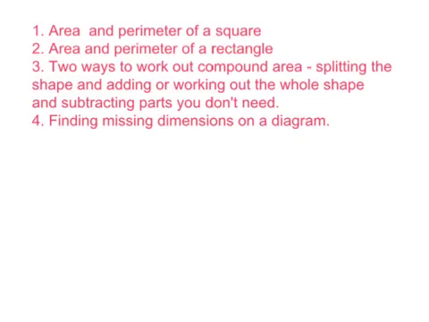So in this video, we have looked at ways of finding the area and perimeter of a square, finding the area and perimeter of a rectangle. We've looked at 2 different ways to work out compound area. One by splitting the shape into sections, calling them A and B or C, and adding them all together. Or secondly, by working out the area of the whole shape and then subtracting any sections that I didn't need. The other skill we've looked at in this video is finding the missing dimensions on a diagram so that you can work out the right areas and the right perimeters.